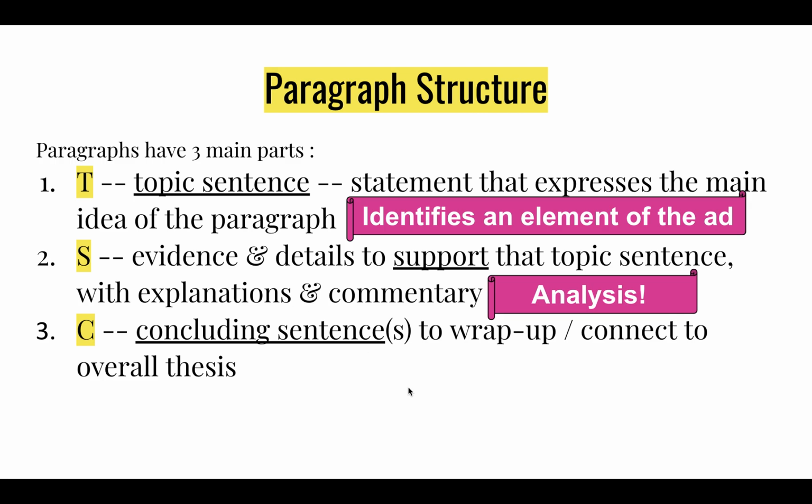So now you want to take a look at your outline and think about the paragraphs that you can already begin to build using this type of structure. Topic sentence, evidence, analysis, and concluding sentences.